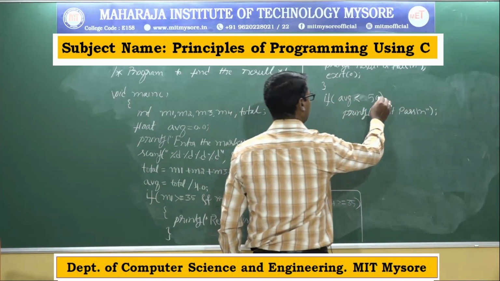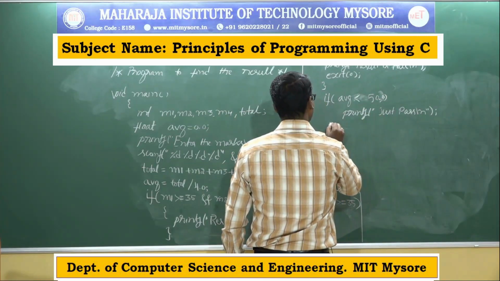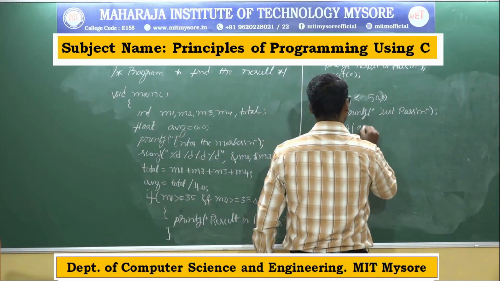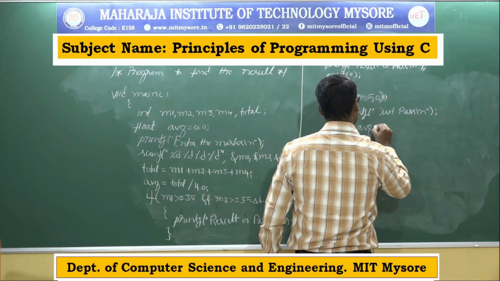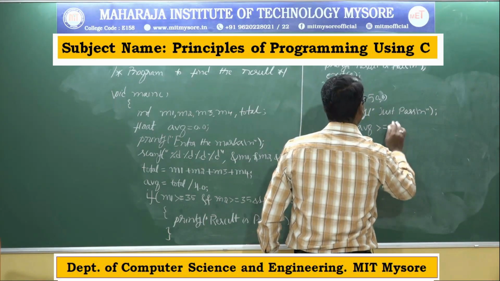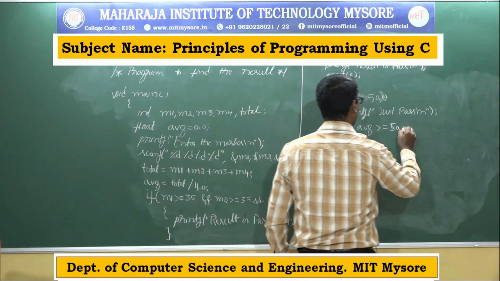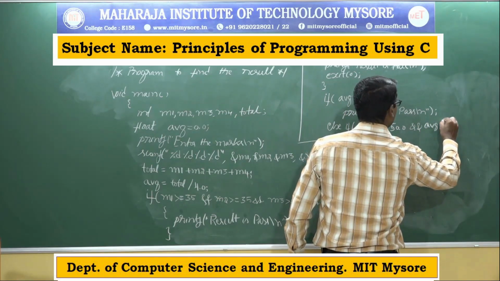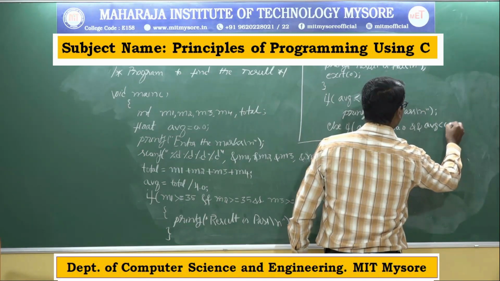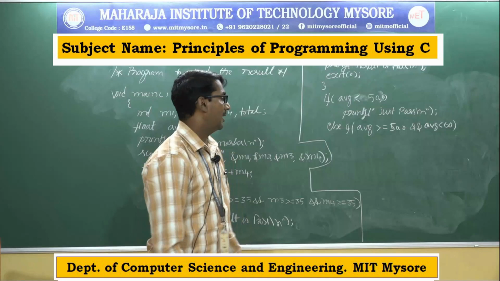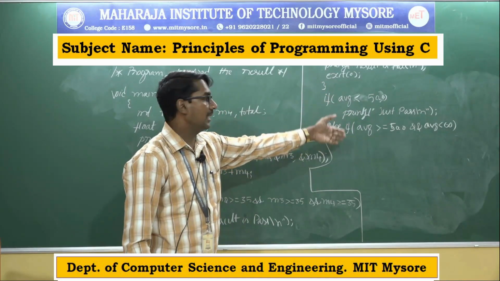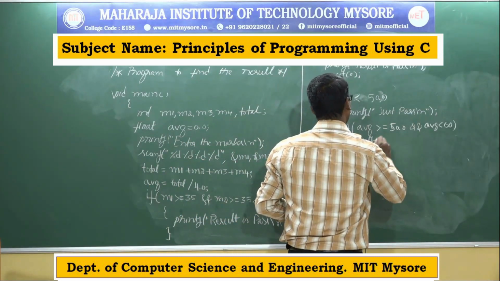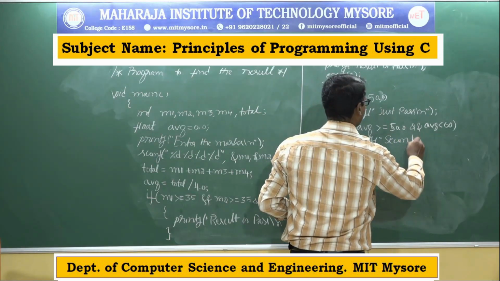If in case the average value is greater than or equal to 50.0 and AVG less than 60, that is, if the average marks is greater than or equal to 50 and less than 60, then the result is printf second class.